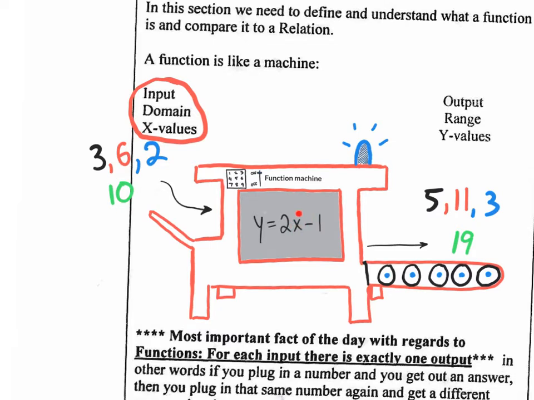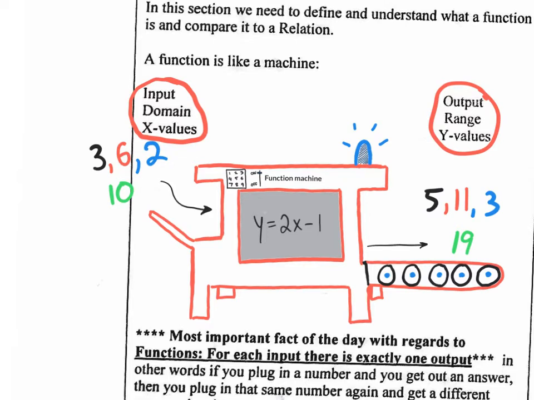So when I get out an answer, my output is really the Y value. So inputs are X values. Outputs are Y values. Does that make sense? Yes. Okay.